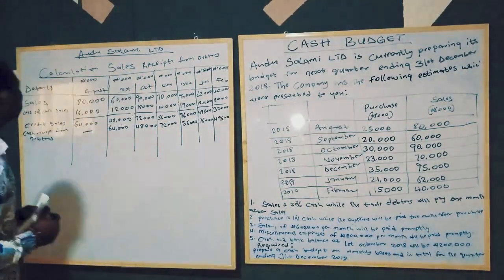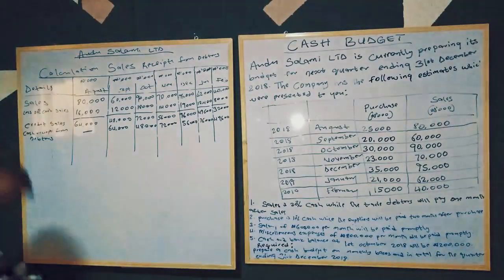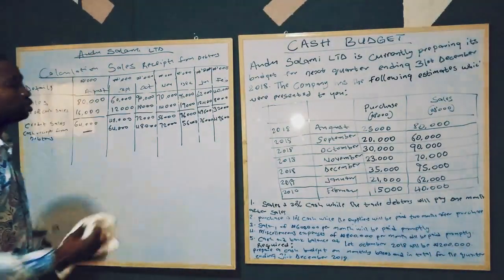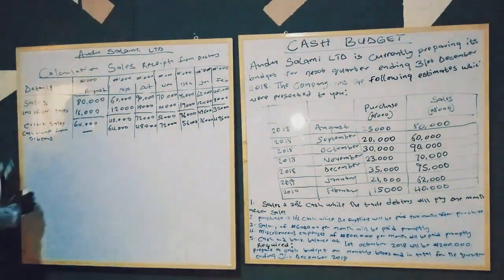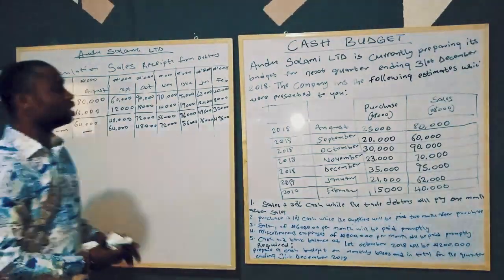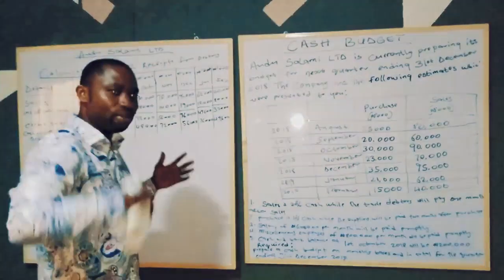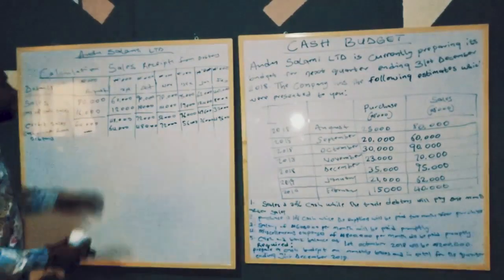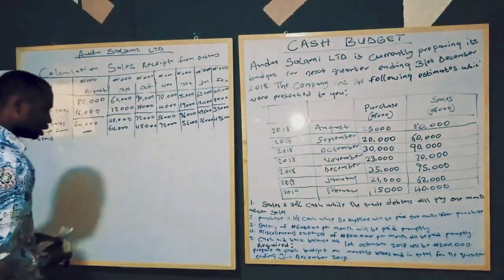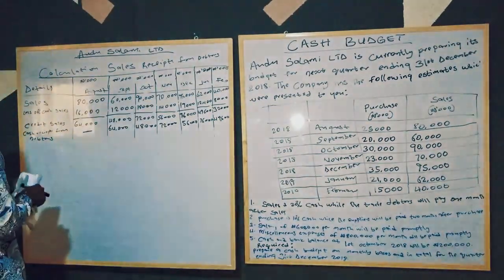So that is the first stage of solving this. We are done with step 1. So we have calculated how the money is going to come in from the sales. Then we are now going to the purchase side.